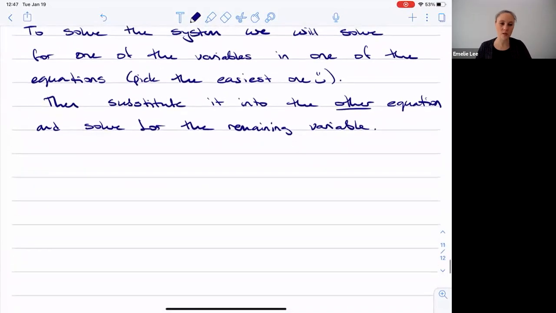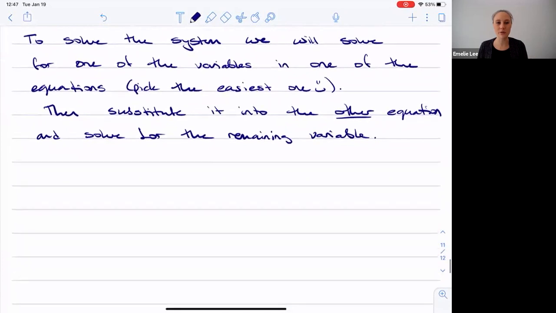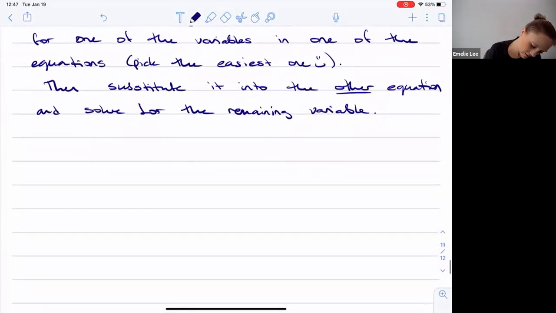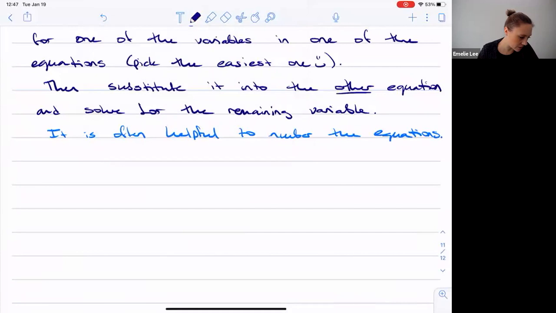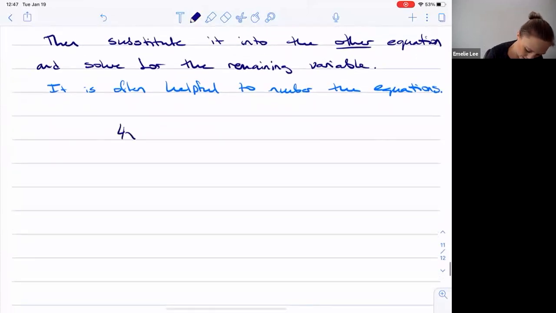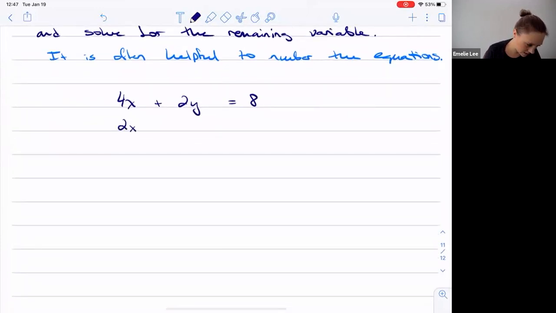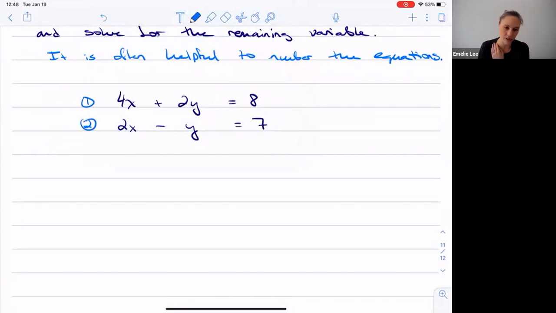For example, it's often helpful to number the equations. So if we've got our system, let me go back to our system here: 4x plus 2y equals 8 and 2x minus y equals 7. Okay. What I'm going to do is number this equation 1 and equation 2.